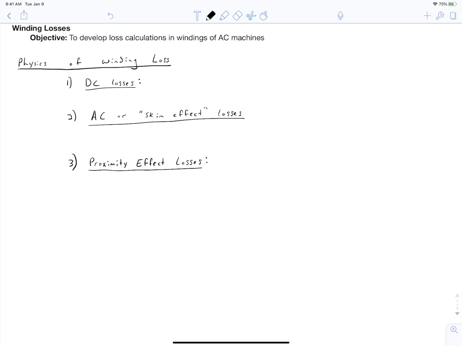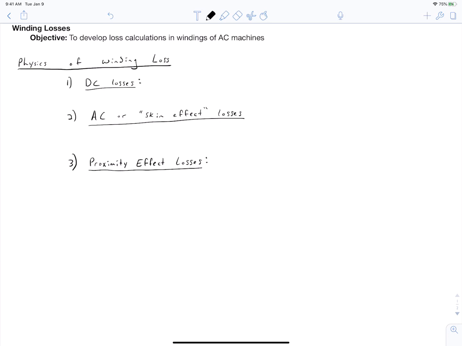The objective of this video is to develop loss calculations in the windings of AC machines. And when we talk about losses in our machine windings, we can talk about three primary sources, which, depending on how you look at it, are really the same thing. But I've differentiated this as three sources.